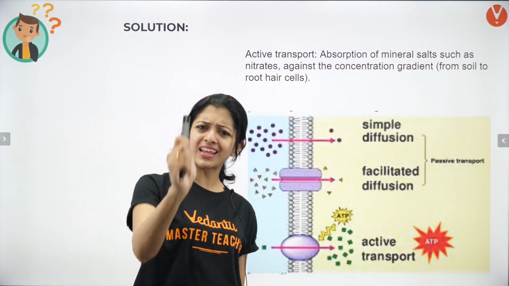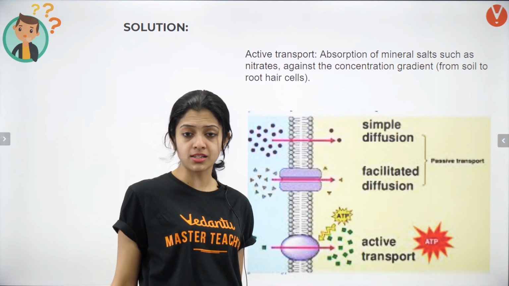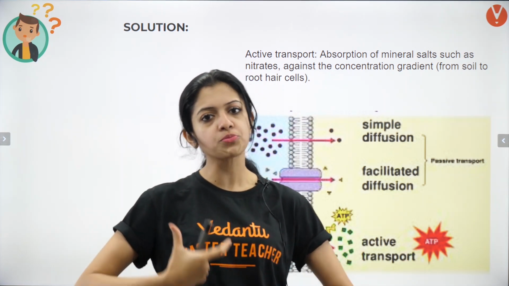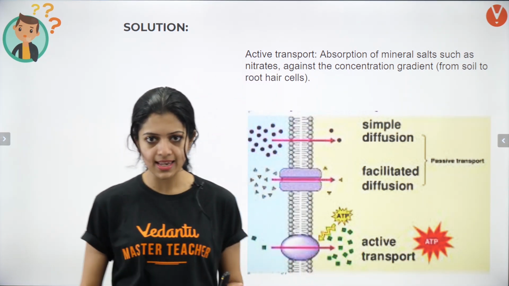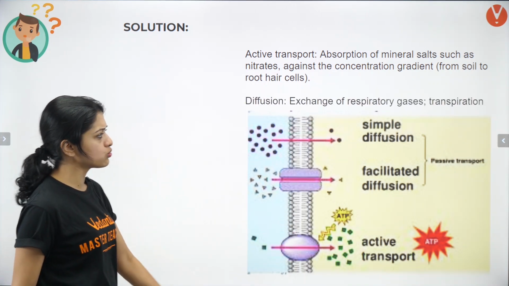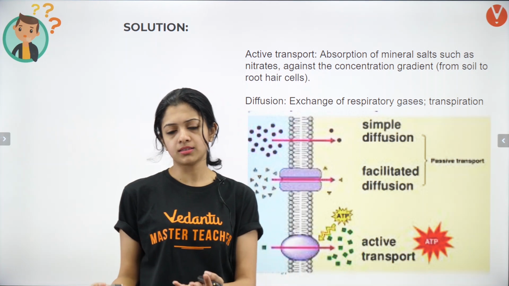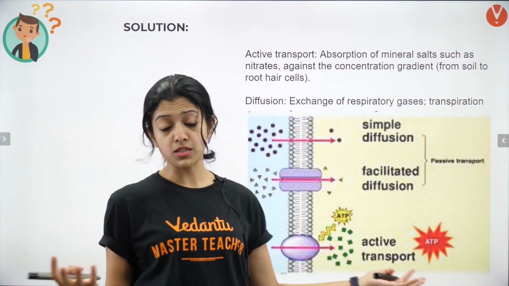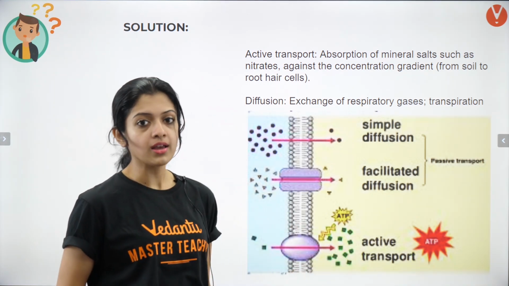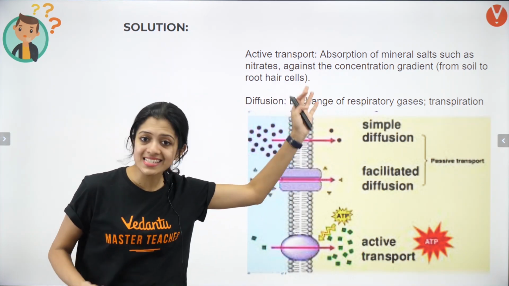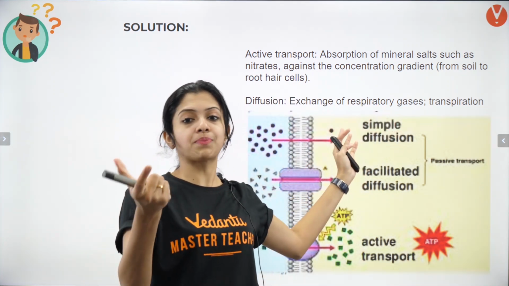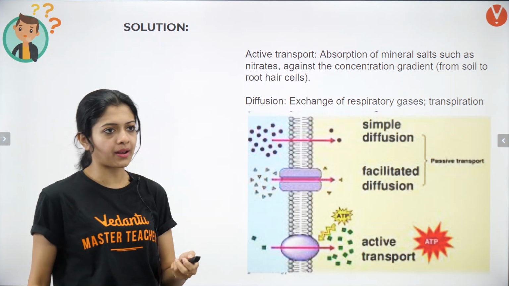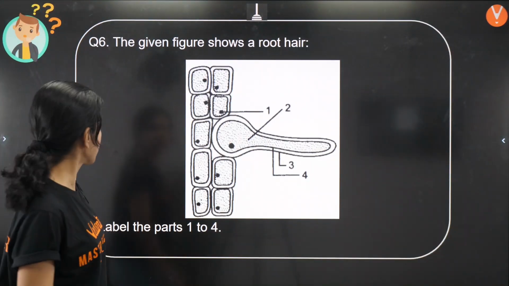Now keep in mind, children, a very simple way to remember the difference between diffusion and active transport is the fact that active refers to energetic, which means energy utilizing. And what about diffusion? The significance of diffusion is in exchange of respiratory gases, transpiration, and all of those. So this is the difference between the two of them with respect to their significance to the plant. Now the next question.